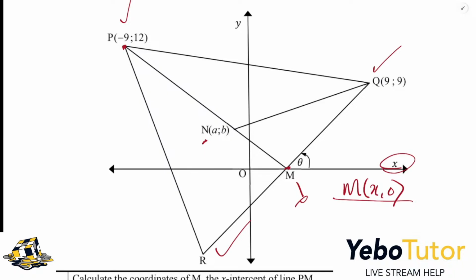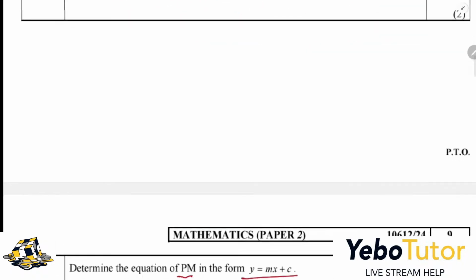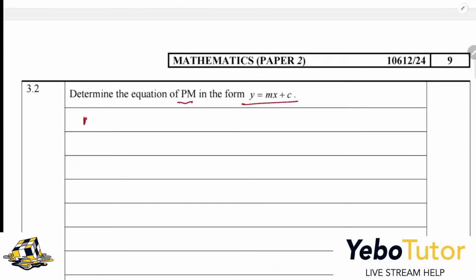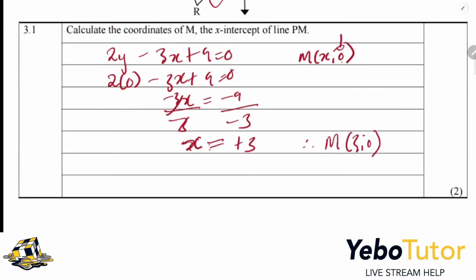Alternatively, we already know that this is (3;0) as M, so we can calculate the gradient of line PM. The gradient of PM will be equal to y2 minus y1 over x2 minus x1, which is equal to what? What are the coordinates of point P?